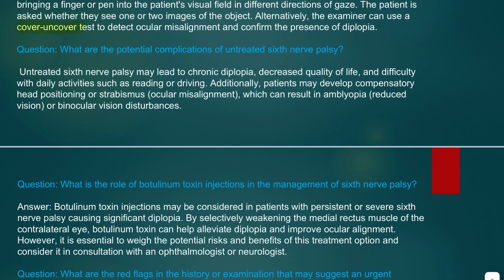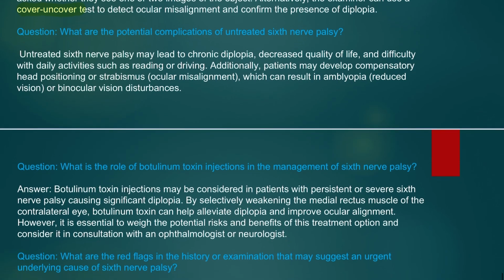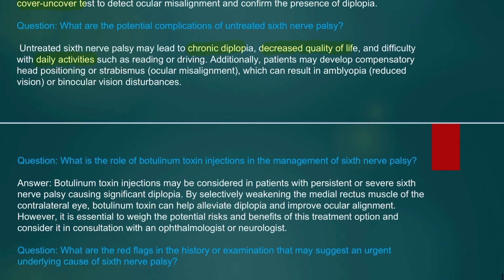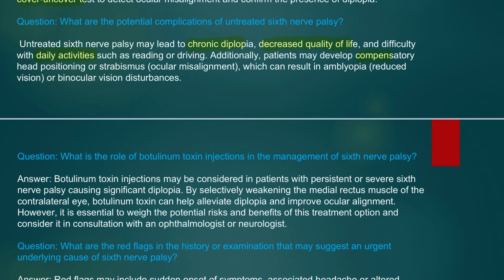Another question which may be asked, what are the potential complications of untreated sixth nerve palsy? So untreated sixth nerve palsy can lead to chronic diplopia. It can decrease the quality of life and cause difficulty with daily activities such as reading or driving. And additionally, patients may develop compensatory head positioning or strabismus, which can result in amblyopia, which is reduced vision, or binocular vision disturbances.